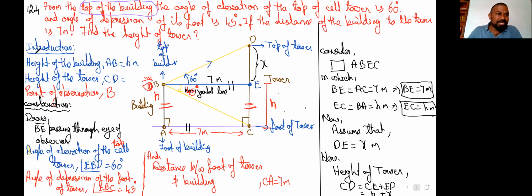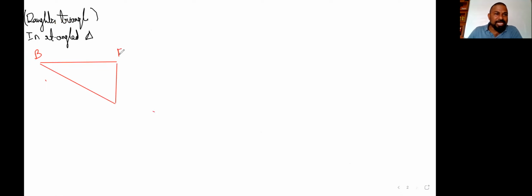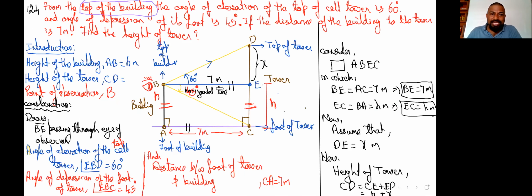Here it is B, here it is E, and here it is C. As we all know, this is 90 degrees. And the eye of the observer, as I just said, is here, and the angle made is 45 degrees. If you see the labeling here, we have 7 meters, and here we have H. So let's go for that one.